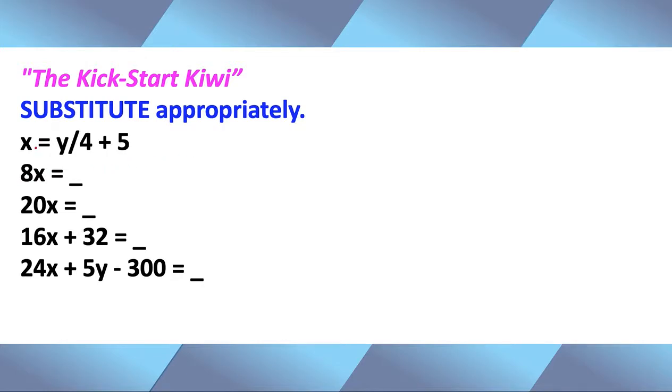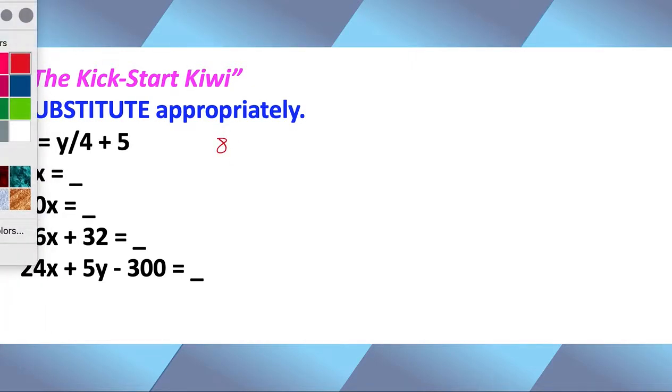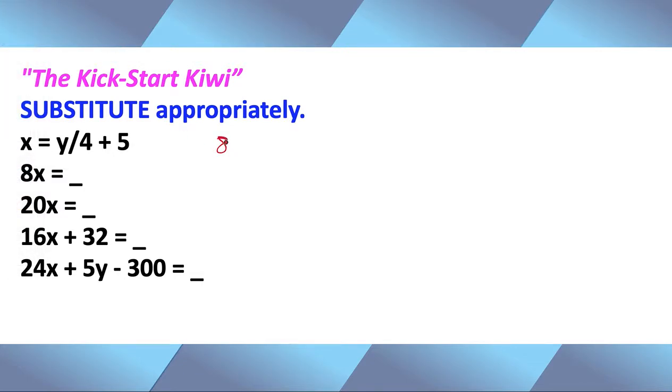So 8x means we need to take this group times 8. X equals this stuff, therefore 8x would equal 8 of those things. So if I take 8, this is way too thin. Let's get a little bit more ink on this. There we go. That should work a little bit better. So if I do 8 times y over 4 plus 5, let's see what I get. Well, if I take 8 times this and 8 times that, I'm going to get my answer.